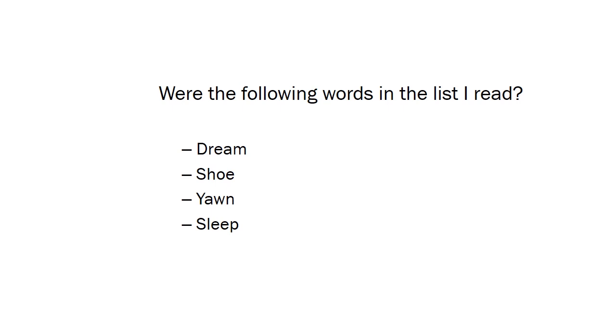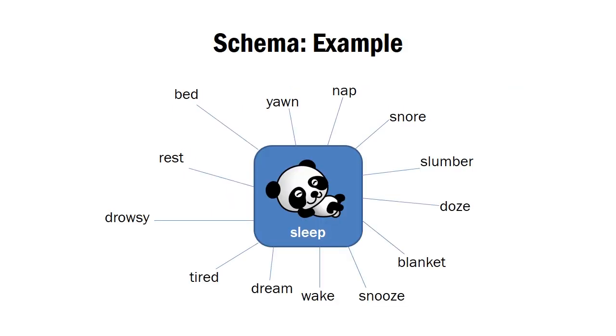And yet, most people, when they hear that list and then are asked these questions, remember hearing the word sleep, but it wasn't. It was just related to all the words that you did hear. So here are the words that you heard. They're all related to one another within the schema of sleep. So bed, rest, yawn, nap, all of those are sleep-related words.